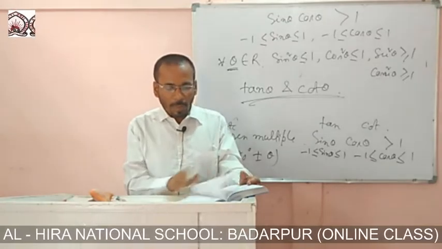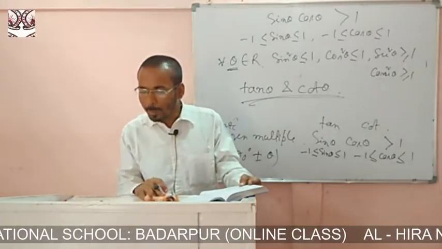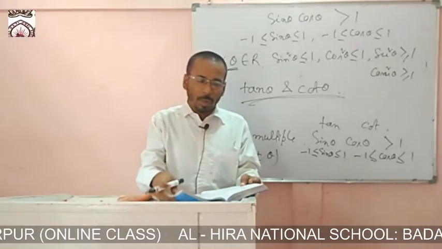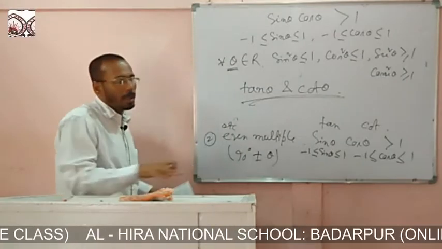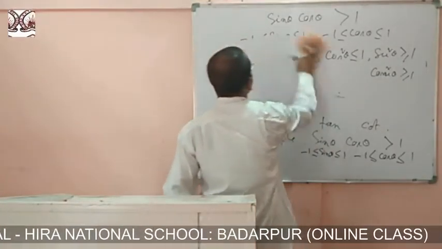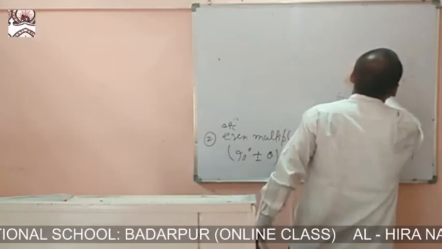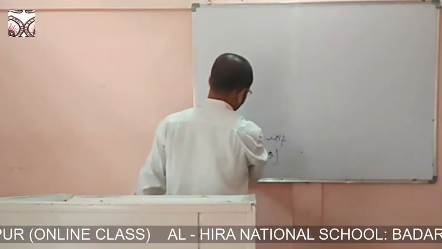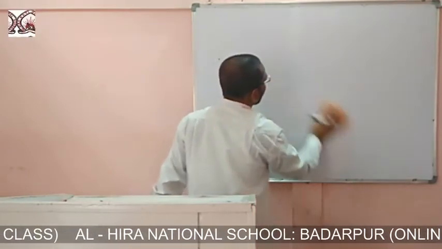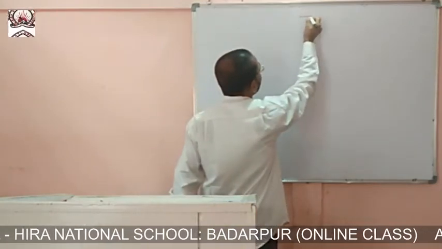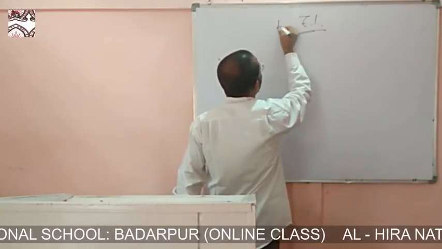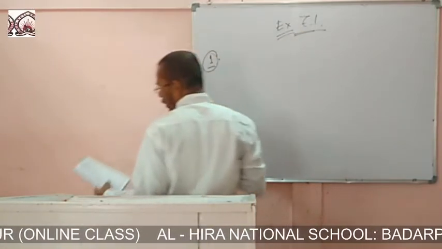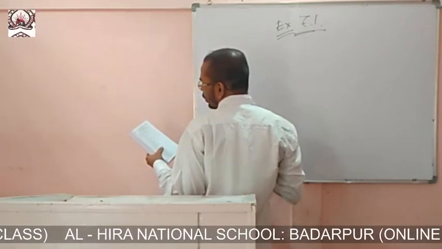Now you see the page number of exercise 7.1: establish the signs of the following trigonometric ratios. So this is for this chapter. Before starting exercise 7.1, the first question is: establish the signs of the following trigonometric ratios.